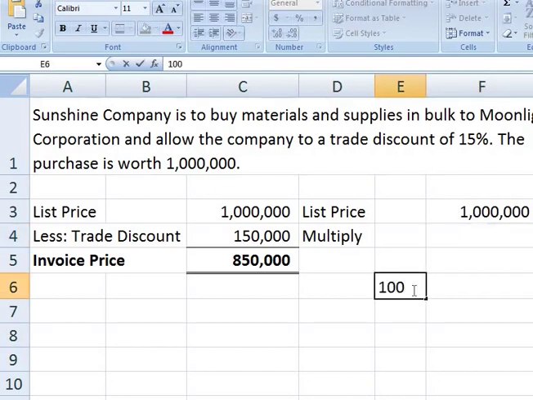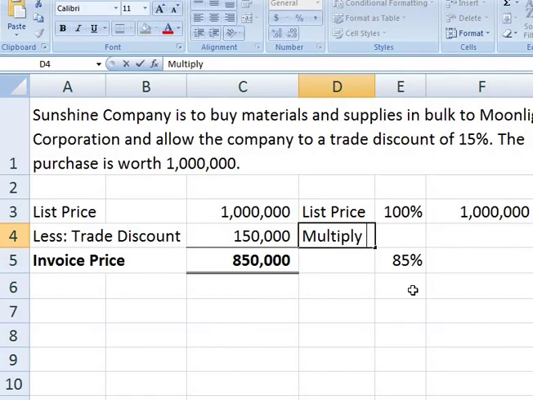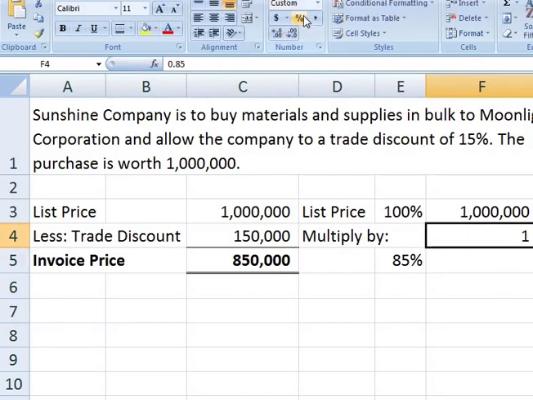85%. So, if list price is 100%, and then the discount is 15%, so ibig sabihin yung invoice price natin would only be 85% of the total. So with that, yung ating 1 million, i-multiply lang natin by 85% para makuha natin yung net amount.